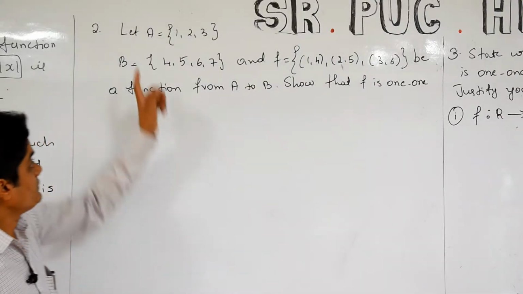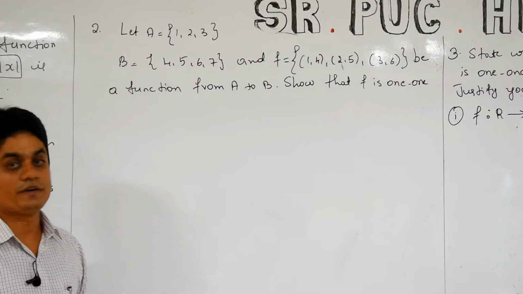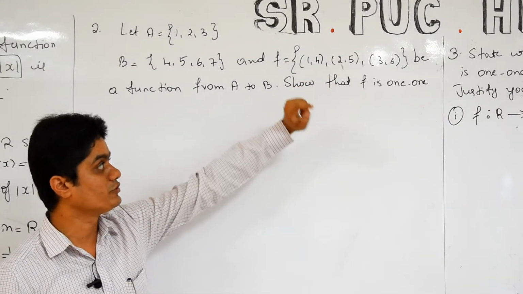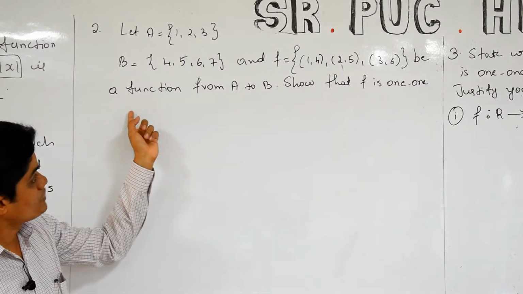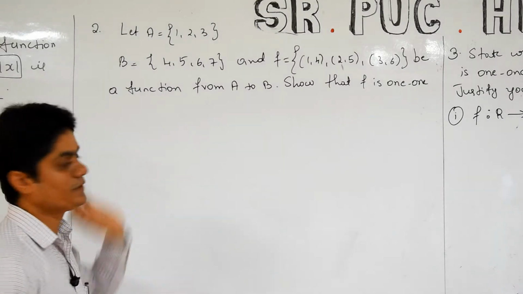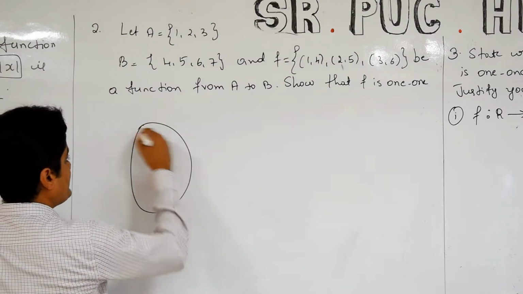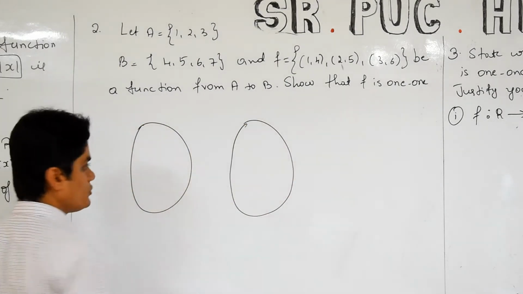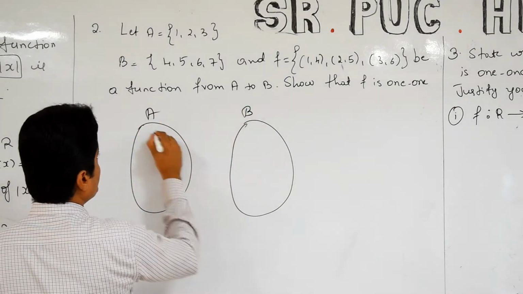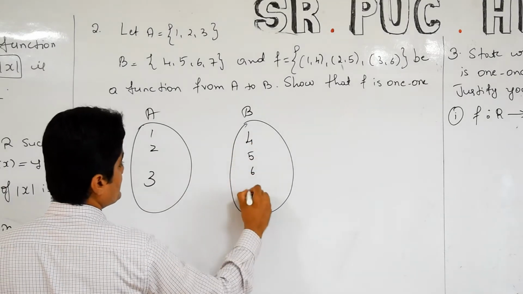The next question: let A is equal to {1, 2, 3}, B is equal to {4, 5, 6, 7}, and f is given as {(1, 4), (2, 5), (3, 6)}. You have to prove that this function is one-one. First try to understand the function, as it is given in a different pattern. We don't know the relation between x and y, but we know A and B.